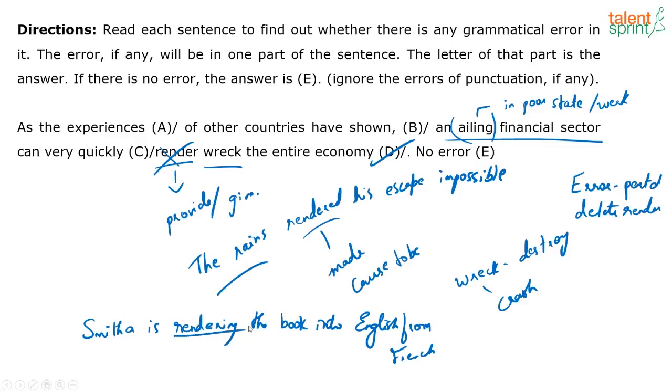Rendering means she's making it possible. She's basically translating the book from French to English. She's making something possible. So Smita is rendering the book into English from French. So I can't exclusively say that render is a negative word. It's a general word which means to make something possible or not make something possible. Cause to become. Yeah? Are you clear?